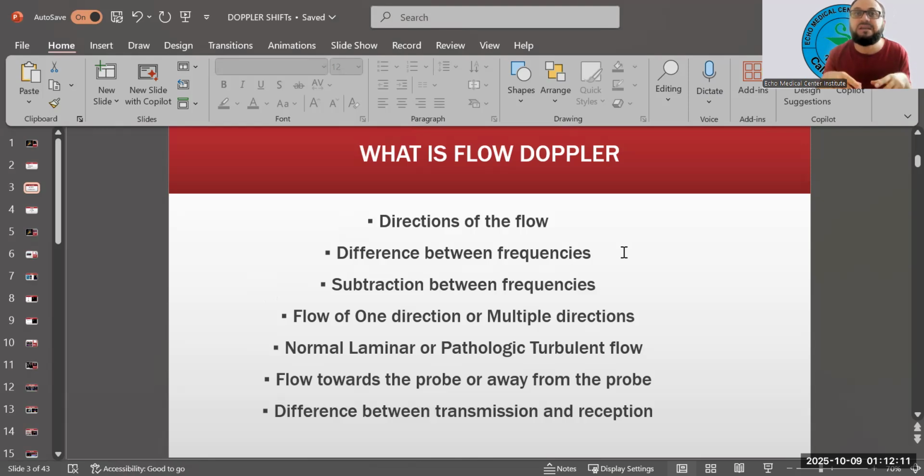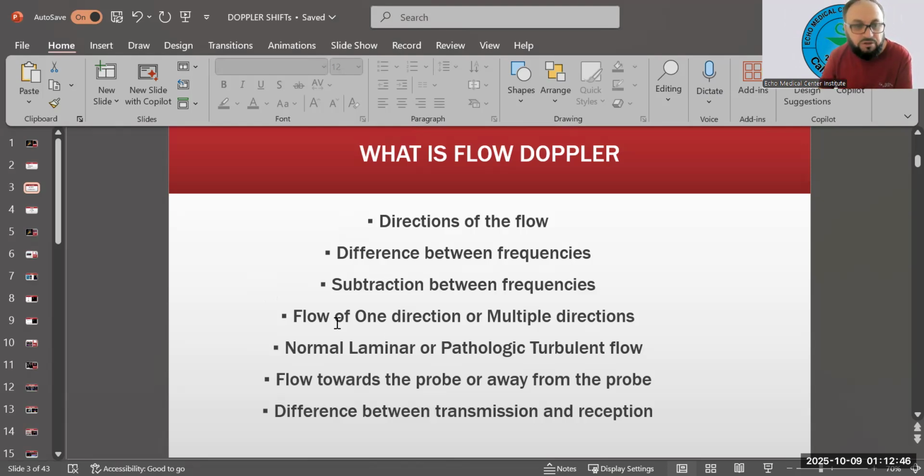We can call it a Doppler shift. The Doppler effect is actually the process, and the Doppler shift is the result we see on the display, on the monitor. That's what we see. Either it's red, or it's blue, or maybe it's a mix of both of them. So you see a positive shift and you see a negative shift. That is the subtraction between the operating frequency and the reception frequency. That is another definition.